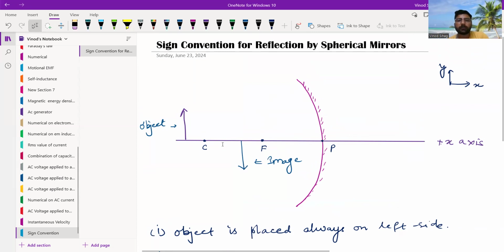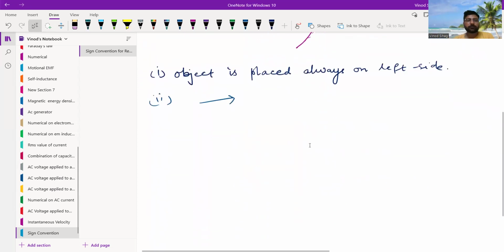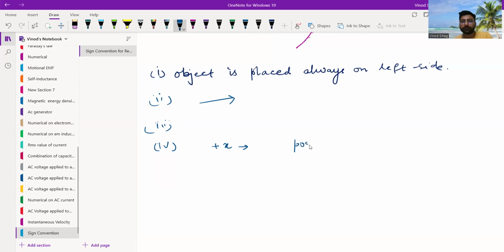And again, all of the points on the principal axis also, their distances will be measured from the pole, like the distance of the focal point and the distance of the center of curvature. They will be measured from the pole. Then it comes to another point: the distances which are taken from the pole, if they are towards the plus x-axis, will be taken as positive.